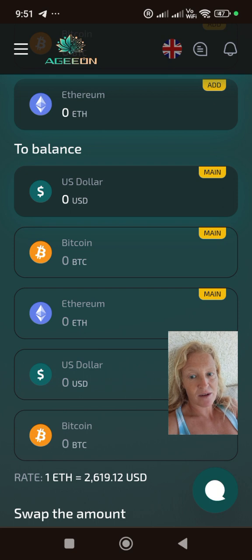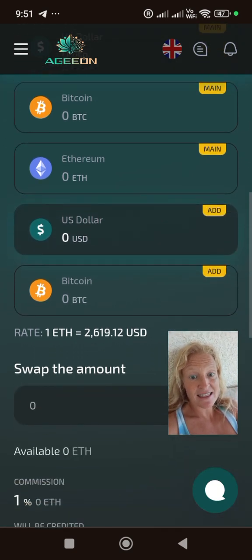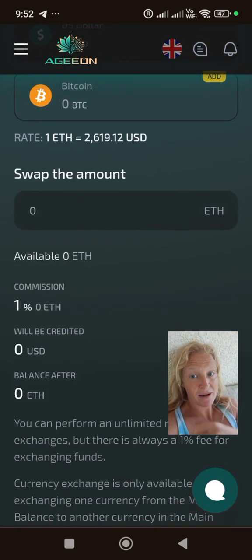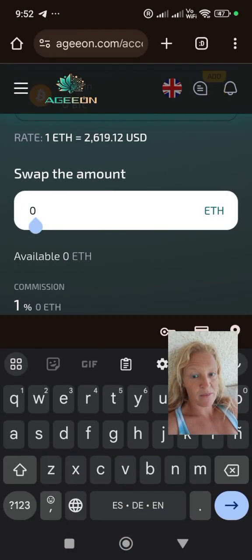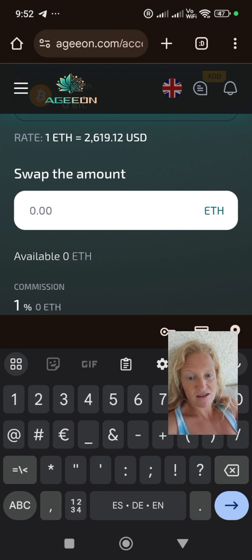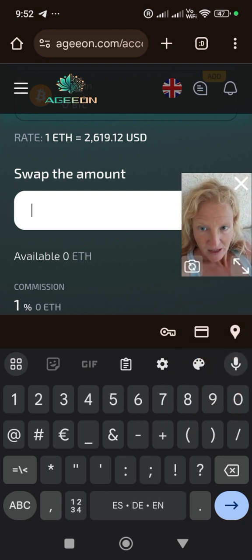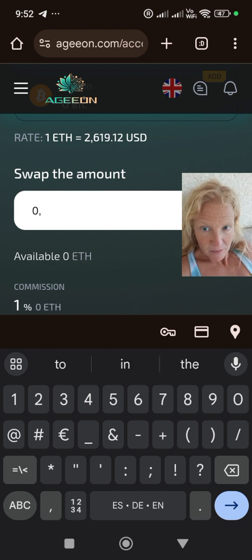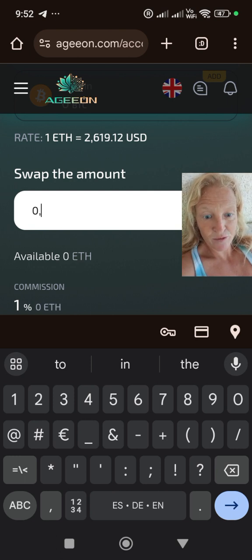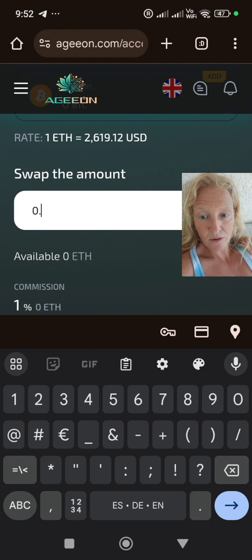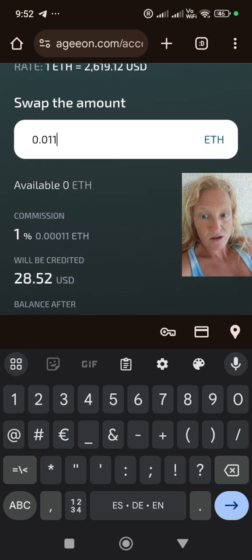So I warn you, and select the additional US dollar if you want to take the money out. Then you can swap the amount that you want, like maybe 0.0, and you really have to use the point, not the comma. Comma will not be understood, for the people who are from Europe. 0.0011. And then you see already it's taking a 1% commission on the swap.